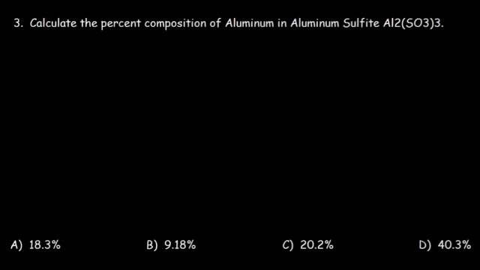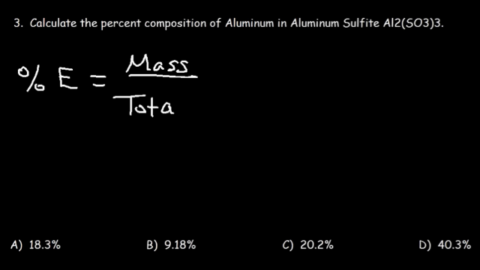Number 3, calculate the percent composition of aluminum in aluminum sulfite. The equation that you need for this problem is this: the percent composition of some element E is the mass of element E divided by the total mass, times 100%. Because it's a ratio, if you use mass or molar mass, it doesn't matter, you're going to get the same answer. So we're going to use molar mass in this case.